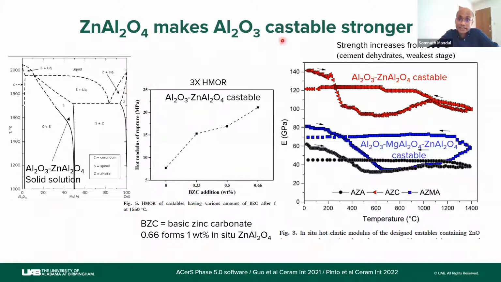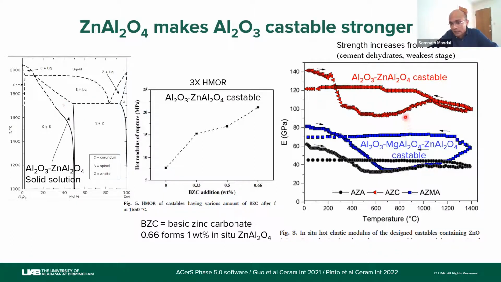Zinc aluminate, it has already been published in the last 2 years by different groups that it can improve the hot MOR by 3 times that of alumina castables. And this is due to the high solid solution zone between alumina and zinc aluminate, also called gahnite. So there is this high solid solution zone.